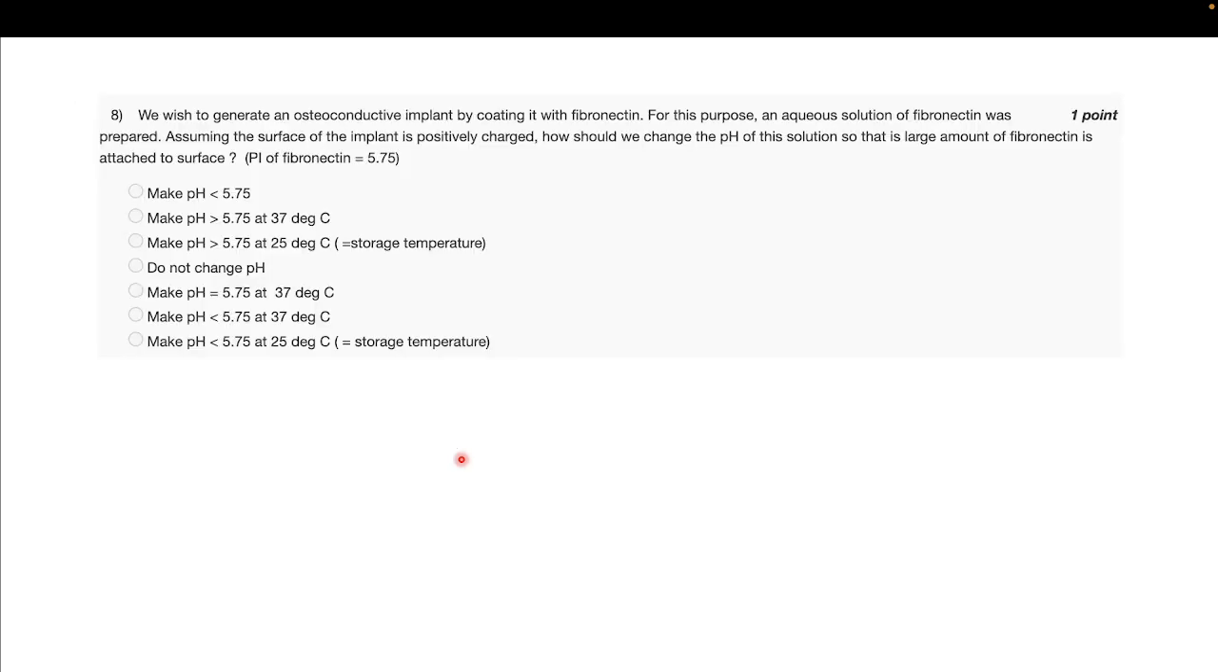Next is, we wish to generate an osteoconductive implant by coating it with fibronectin. For this purpose, an aqueous solution of fibronectin was prepared. Assuming the surface of the implant is positively charged, how should we change the pH of the solution so that a large amount of fibronectin is attached to the surface? And we have the value of the isoelectric point of fibronectin, which is 5.75. And then we have different options here. So we essentially have to choose a particular pH so that most amount of this fibronectin then gets coated over our particular implant. So if you know the concept of pH and isoelectric point, I think this should be easier to answer. Does anybody want to give it a try?